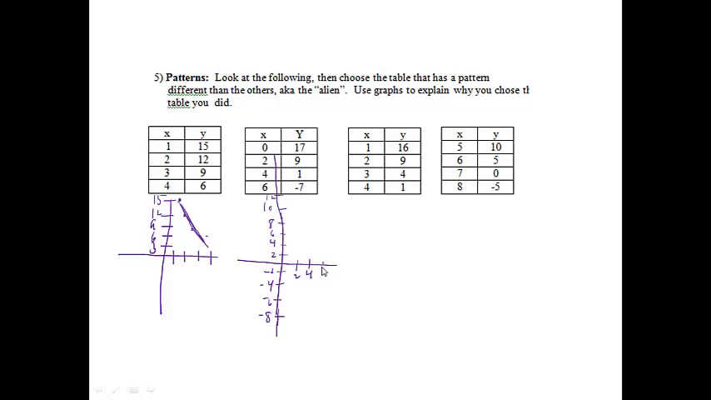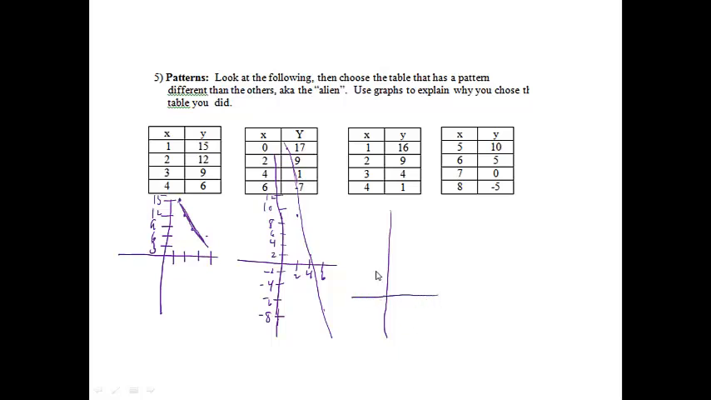2, 4, 6. Alright, so stay put and then go up 17. I'll do my best to go up 17. It's up here somewhere. And then 2, 9. Maybe about there. And then 4, 1, which is going to be about right here. And then 6, -7. And I once again can tell that it's making a line that's going in the downward direction.